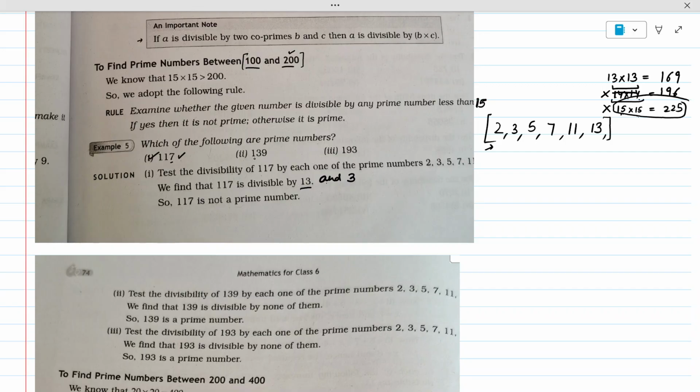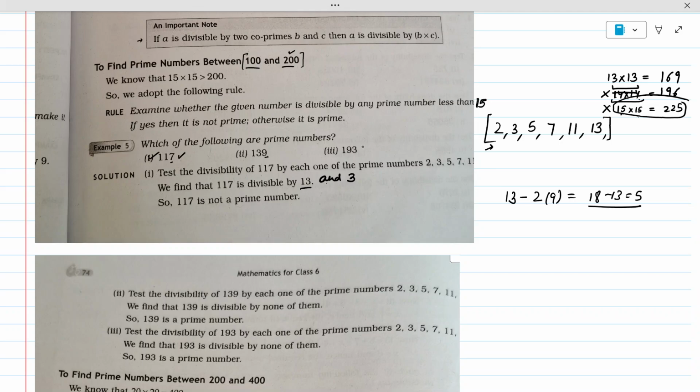Now coming to 139, it is not divisible by 2. Now the sum is 13, which is not divisible by 3 here, right? It is also not divisible by 5 because it doesn't have 0 or 5 here. With 7, what is the formula with 7? We have to take the first number as is and subtract twice the number at the unit place, that is 18. So 18 minus 18... 18 minus 13 is 5, which is not divisible by 7. So the complete number is also not divisible by 7 here.